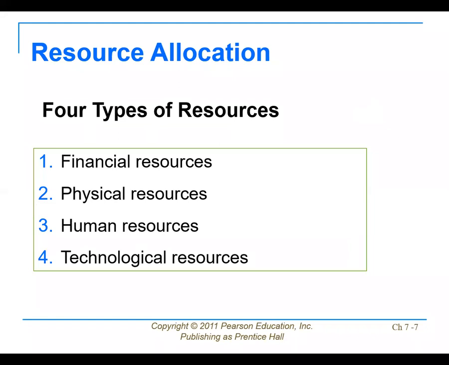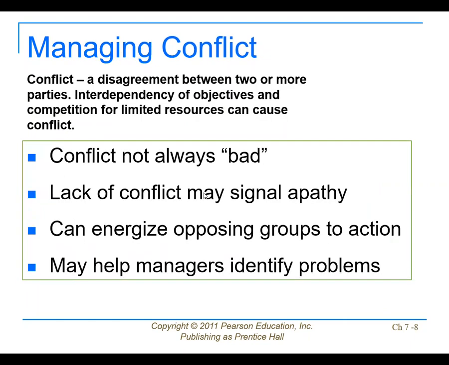Okay, resource allocation. I think we will not waste time on this because we know that there are so many kinds of resources: financial resources, physical resources, human resources, and technological resources. So this is what these resources are. I would not explain this slide in detail.